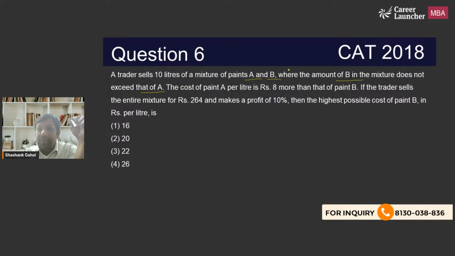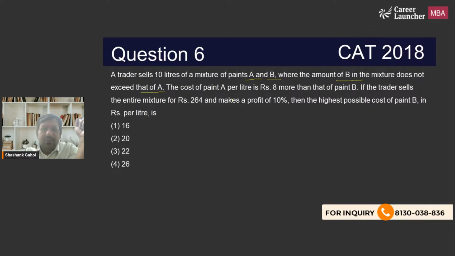So if B cannot exceed A, it means the maximum quantity of B is going to be 5 liters. Both can be equal, right? So if A can be 5, B can be 5, but B cannot be 6, B cannot be more than 5. So this statement says that B can be 1 liter, 2 liters, 3 liters, but it cannot be greater than 5 liters. It may be 5 liters, right?